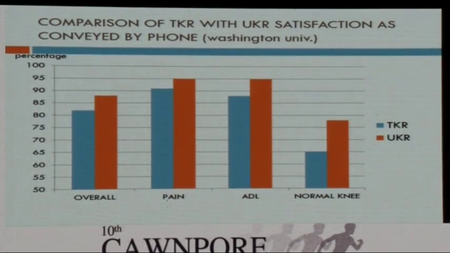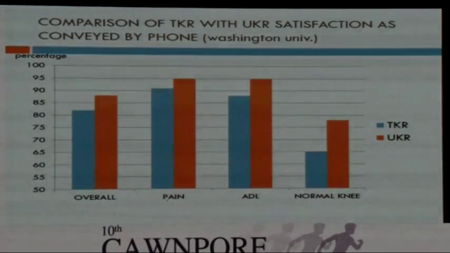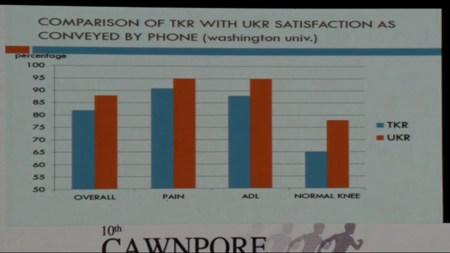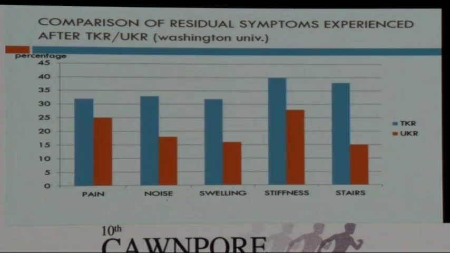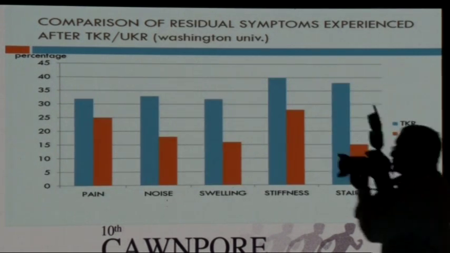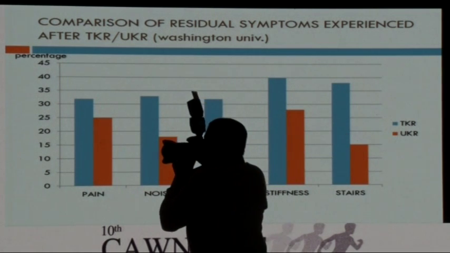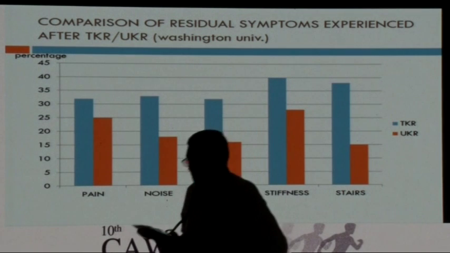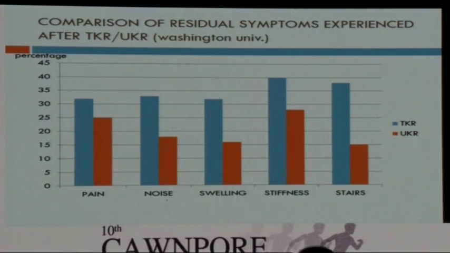Overall pain relief, pain specifically to the knee joint, activities of daily living, and the feeling of a normal knee, or what is called a forgotten knee. In every respect, UKA scored better. This was, as far as the function was concerned, pain, noise, swelling, stiffness, tears. In every respect, again, UKA scored over the total knee replacement.